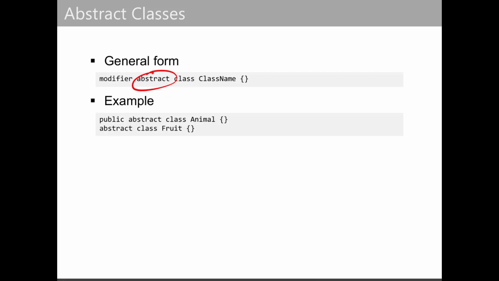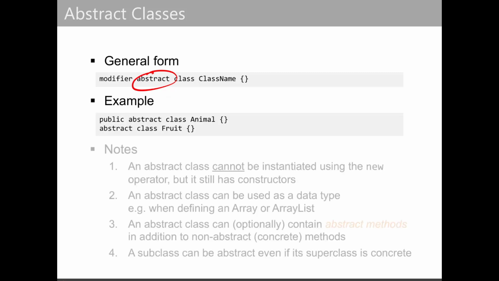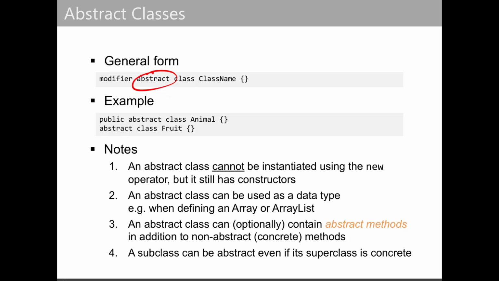Maybe we have an abstract class about what an animal is or what a fruit is, and you can see how we might have visibility modifiers like the word public in front of. Some important notes about abstract classes. You can still use them as data types, such as in arrays or array lists, and they can contain a mix of abstract and concrete methods. So concrete is kind of the opposite of being abstract. It's the things that we've done already. And yes, abstract classes can have constructors, but you just won't directly use them with the word new.